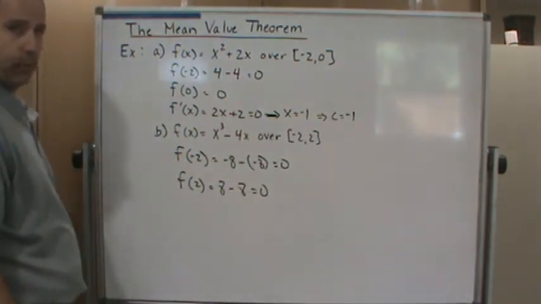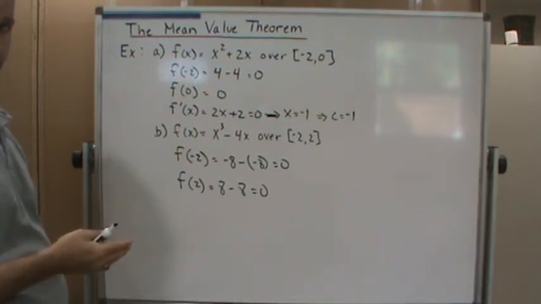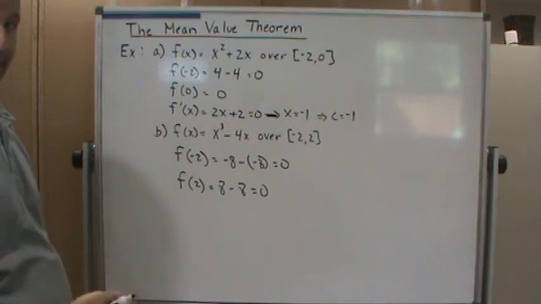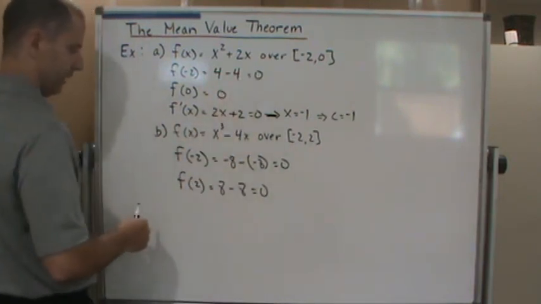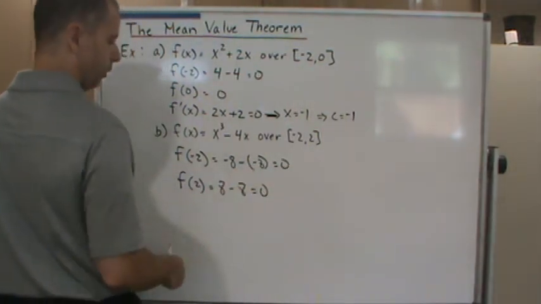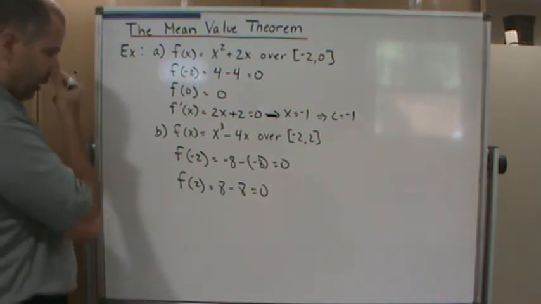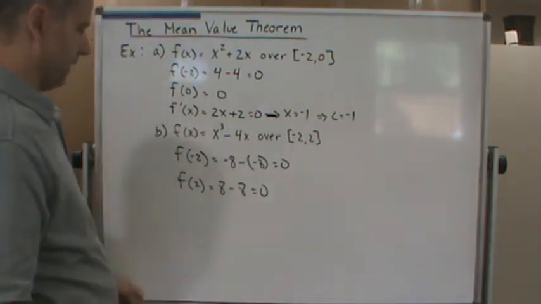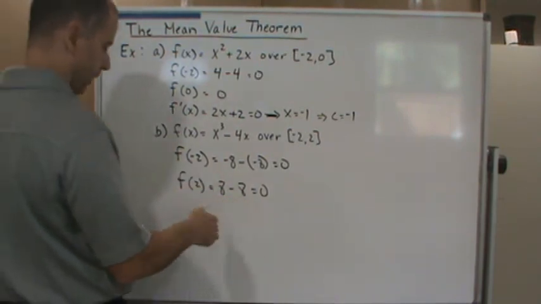Just incidentally, both of these are 0. But remember, the main thing is that the function evaluated at the endpoints must be the same, not necessarily equal to 0. It just happens that both of these are equal to 0, but that's incidental. If they were both 2, or both negative 2, that would still be fine. The point is that they have to be the same. So now that they're the same, we can apply Rolle's theorem.